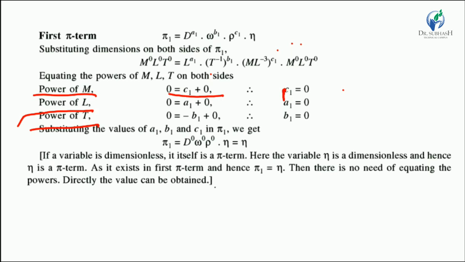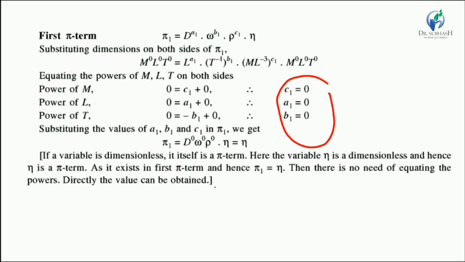Now the power of T is compared: minus B1 and 0. So all values of MLTs are 0, so the powers of our variables are 0. So the equation is efficiency equal to efficiency.